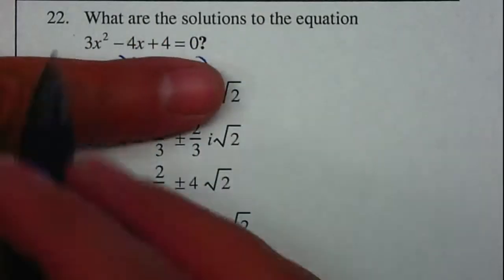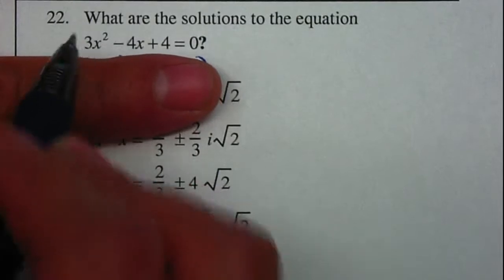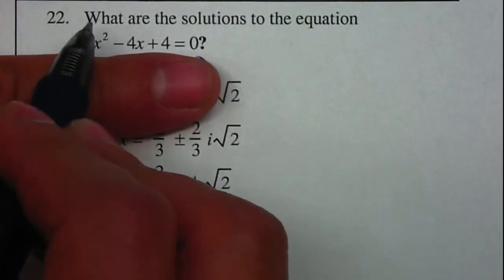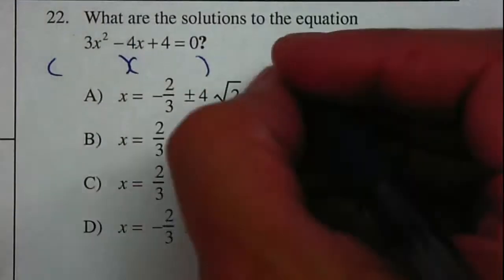Now, if you try to complete the square, you can complete the square, but it's going to give you lots and lots of fractions because of this 3. If we didn't have a 3, then we can complete the square. But in this case, we are using the quadratic formula.